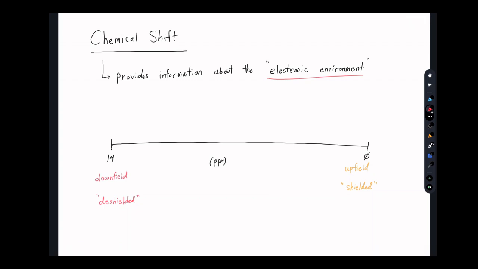First, let's revisit this x-axis that I've been mentioning. Now, in units of ppm, which I won't go into too much detail about, we have a left and a right side. Starting at 0 and ending at 14 typically for 1H NMR, 0 is labeled as upfield or shielded. This is where the shielded hydrogens will go, and we'll break that term down in a second.